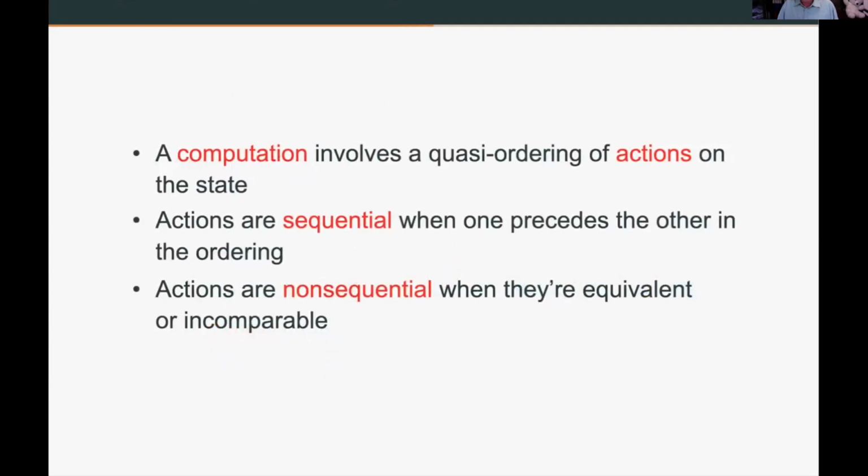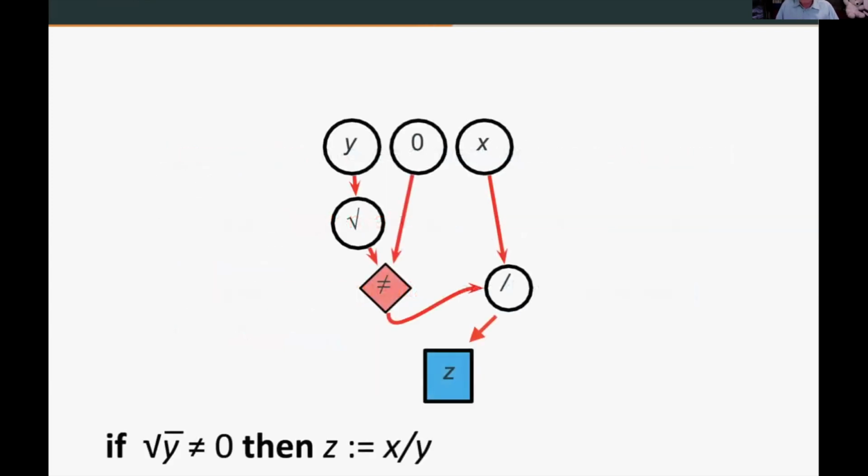So the actions are only quasi-ordered. Some things can happen at the same time, some things can precede, and other things can be independent. You can say they're sequential when one has to come before the other in the control order that's shown by the red arrows. And non-sequential if one doesn't precede the other, either because they're independent or because they happen at the same time. And I tried to draw a picture here.